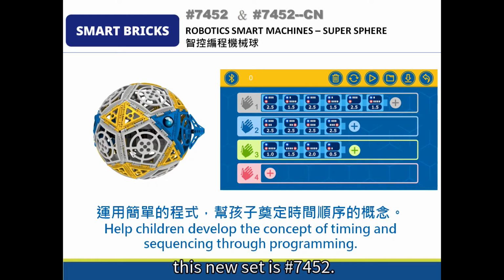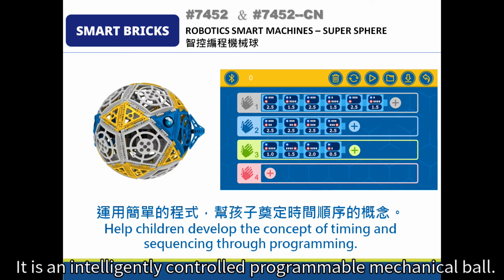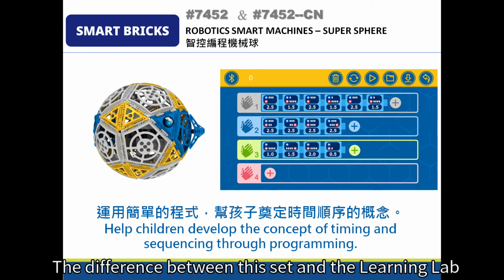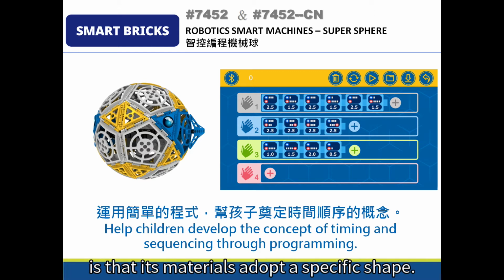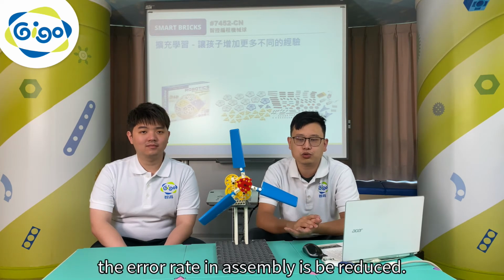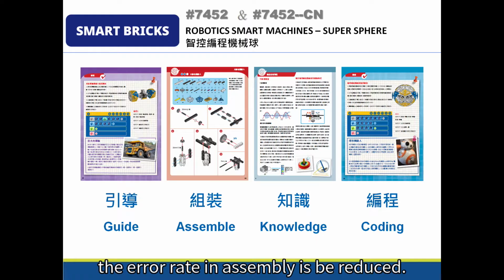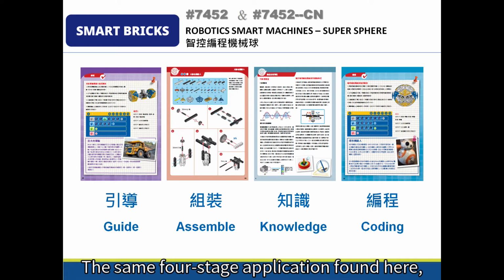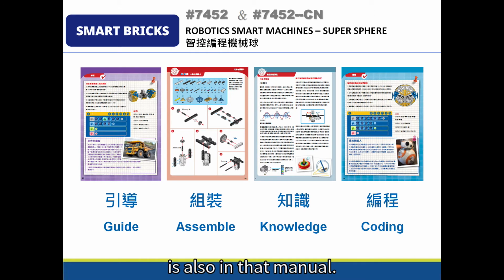For example, this new set is 7452. It is an intelligently controlled programmable mechanical ball. The difference between this set and the Learning Lab is that its materials adopt a specific shape. Because of this limitation, the error rate in assembly is reduced. The same four-stage application found here is also in that manual.